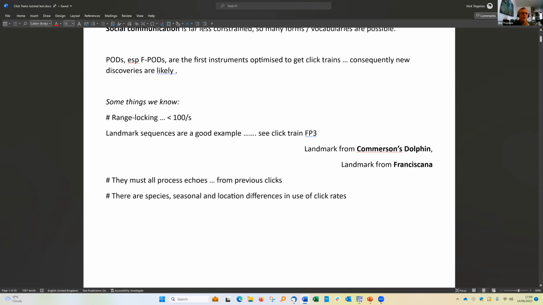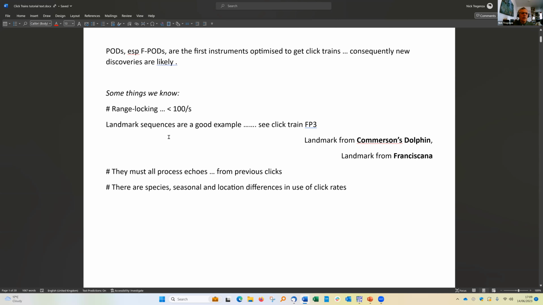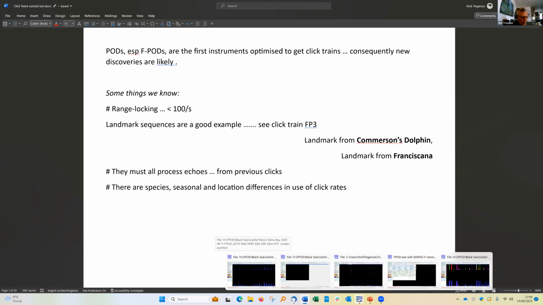So I was going to look at, first of all, some of the things we know. So range locking is a good one. This is the idea that small cetaceans, I'm just excluding the sperm whale here for a moment, don't produce another click until they've heard the echo they're interested in from the last click.